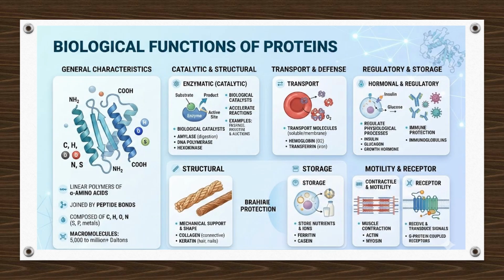Some proteins store essential molecules for later use. Ferritin safely stores iron. Casein in milk provides nutrients for infants. Ovalbumin in egg white nourishes embryos. And seed storage proteins like glutenins provide reserves for germinating plants.